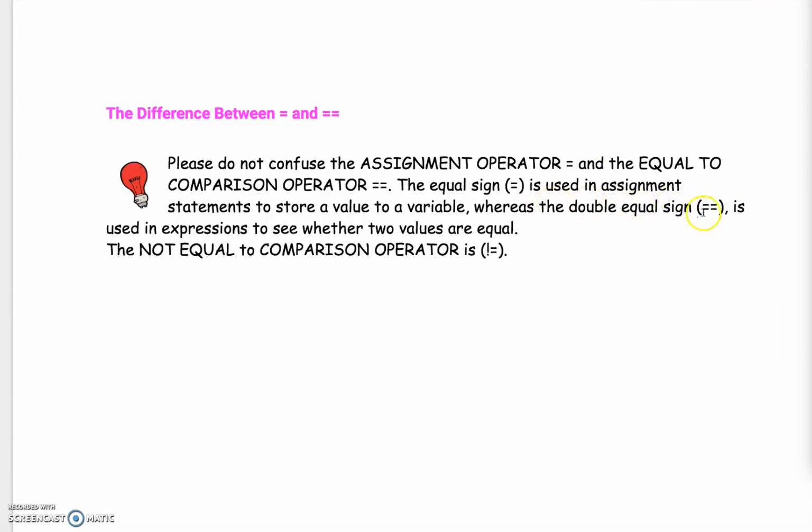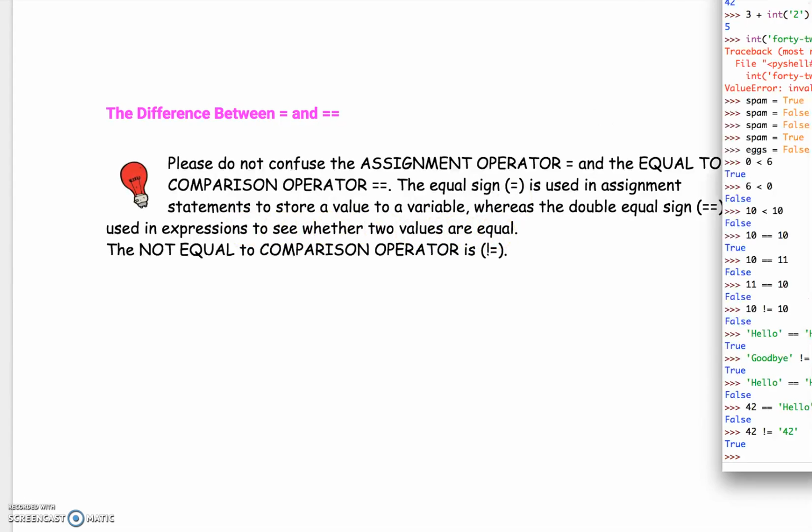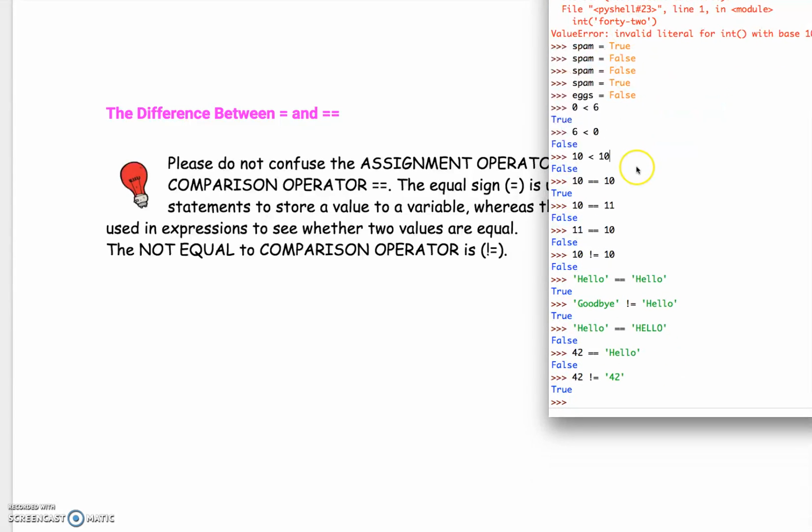Whereas the double equal sign is used in expressions to see whether two values are equal. So let's have a look at some examples. So here we could say that the number 10 is equal to number 10. So we get a true return, a true Boolean value. If we have a look at this example, we're saying number 11 is equal to number 10, and we would get a false return because this is not the case.